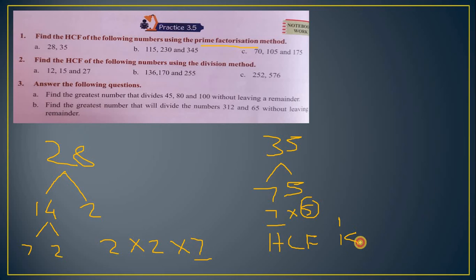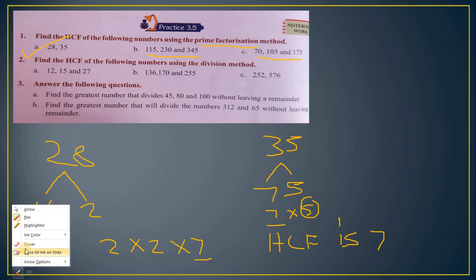HCF is 7. And this is the answer of A. Now we will see, by using the same process, you have to solve B and C. But here you are getting a set of 3 numbers. Here also 3. So whichever number is common in all the 3 sets, that will be HCF. I am taking one more example because here 3 pairs are there.